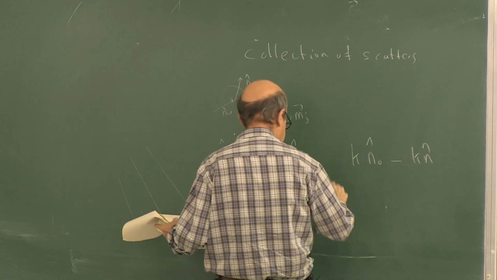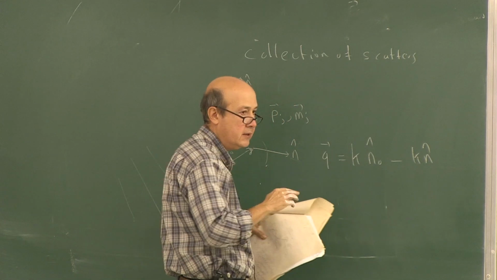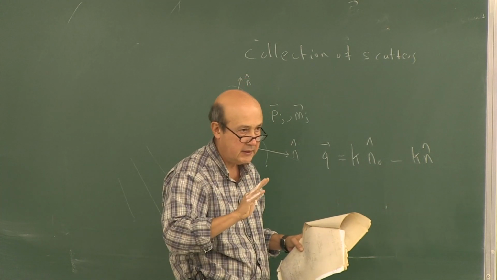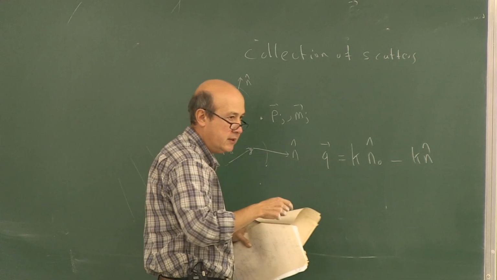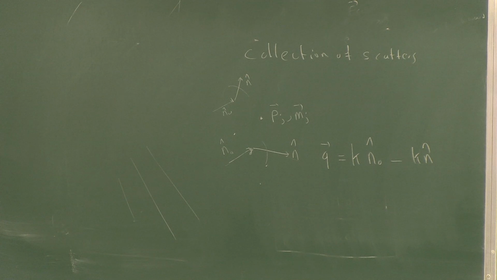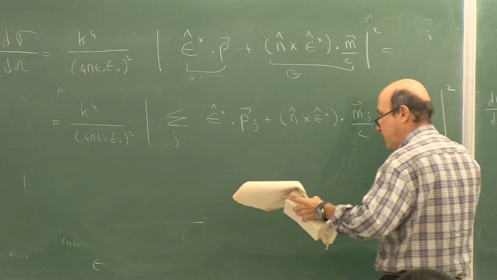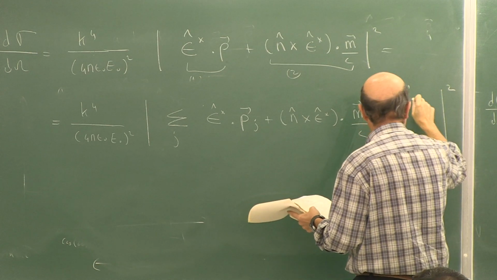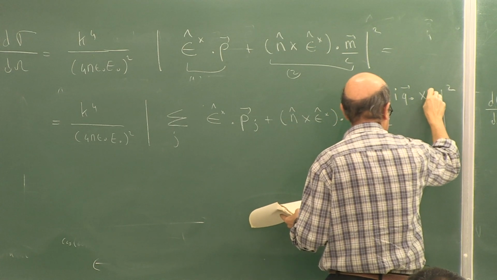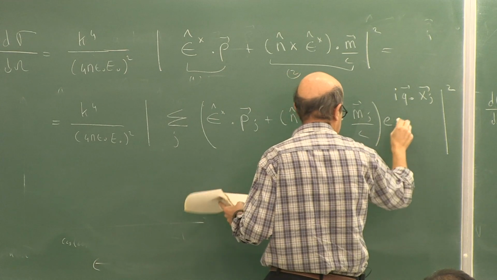So we will call this the q vector. The q vector is the difference of the wave vector before the scattering and after the scattering. And if you have j number of scatterers, that will be j. So basically you can write this as e to the i q, the difference of the wave number, dot x_j, at any location of scatterer j. So take this in the parentheses and multiply this one.